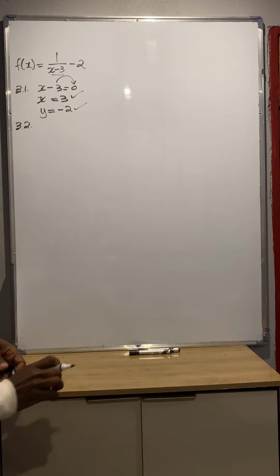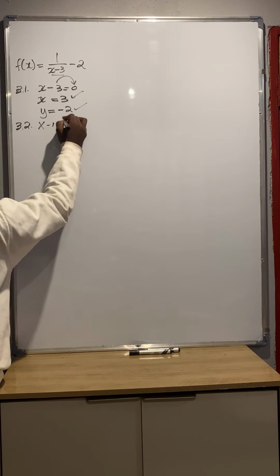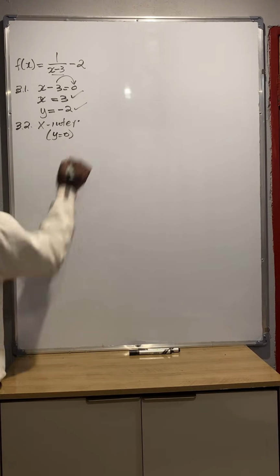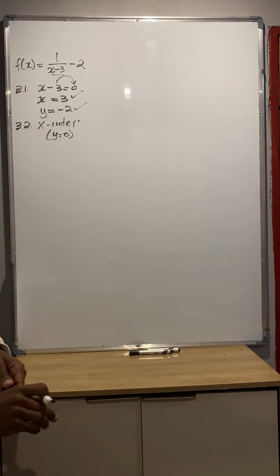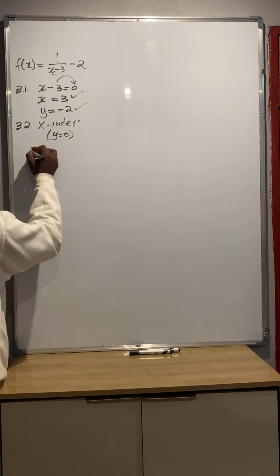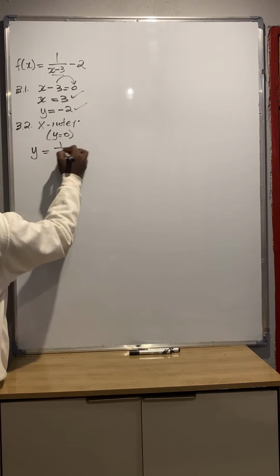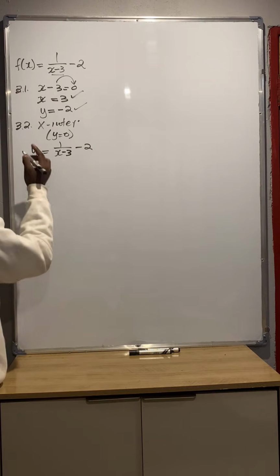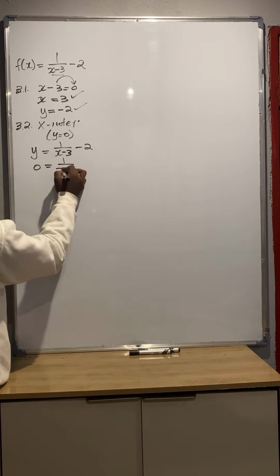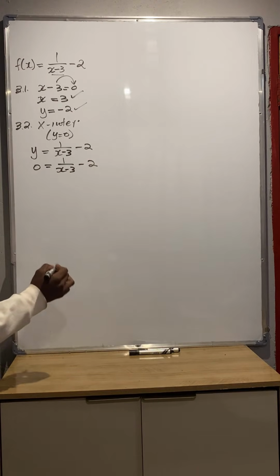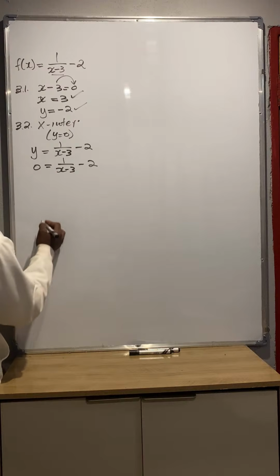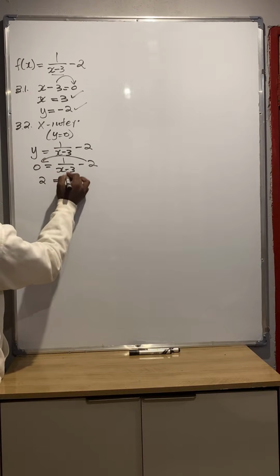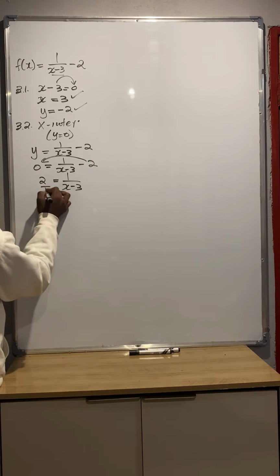Then 3.2, the x-intercept. X-intercept means y is equal to 0. Therefore y is equal to 1 over x minus 3, minus 2, so your answer is 0 equals 1 over x minus 3, minus 2. You take this one to this side and it changes its sign, so 2 is equal to 1 over x minus 3 over 1.